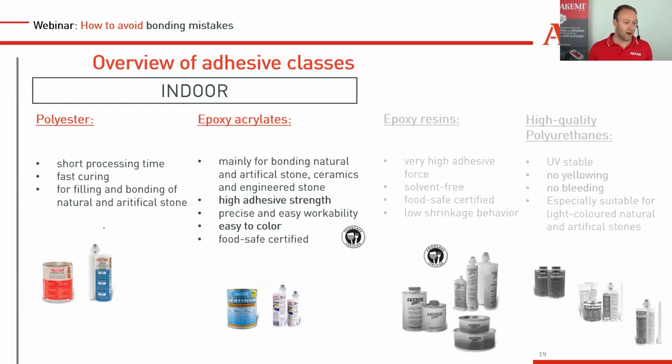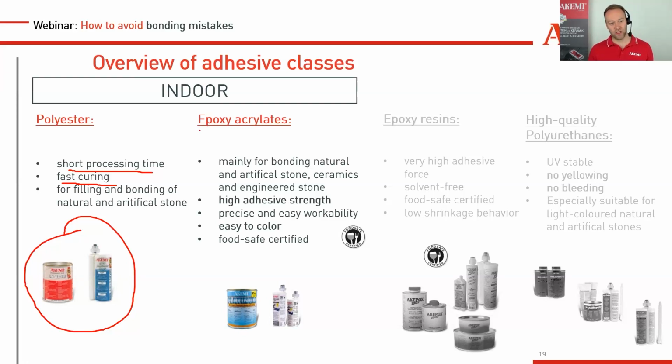What are the advantages of polyester? They are very fast curing. Yeah, so after 30, 45 minutes max, you can grind and polish. Also, there comes a short processing time, yeah, with that speed. But when you know it, you can handle it. And usually it's used for filling or bonding natural artificial stone. Polyester mastics are usually the products. Our marble fillers are usually a class of polyesters.